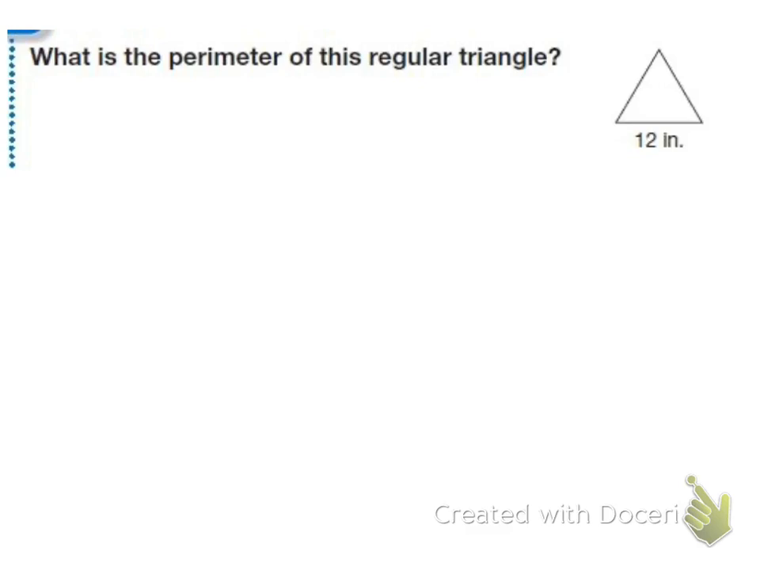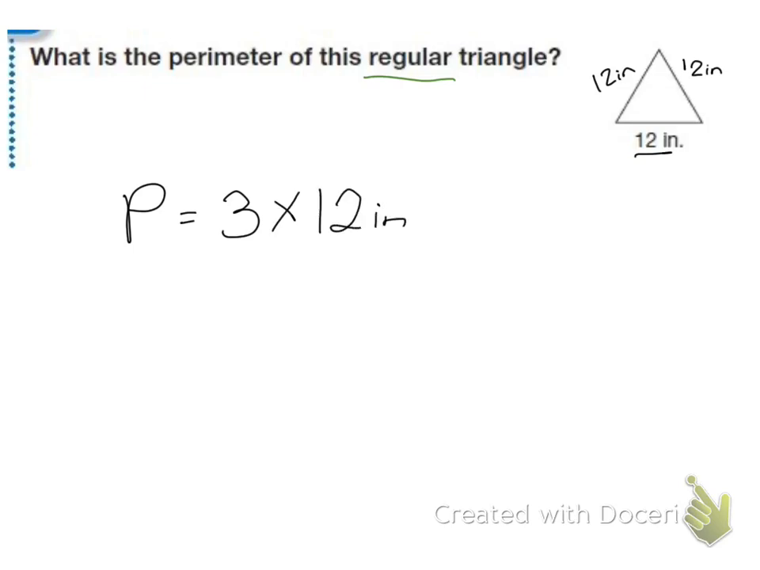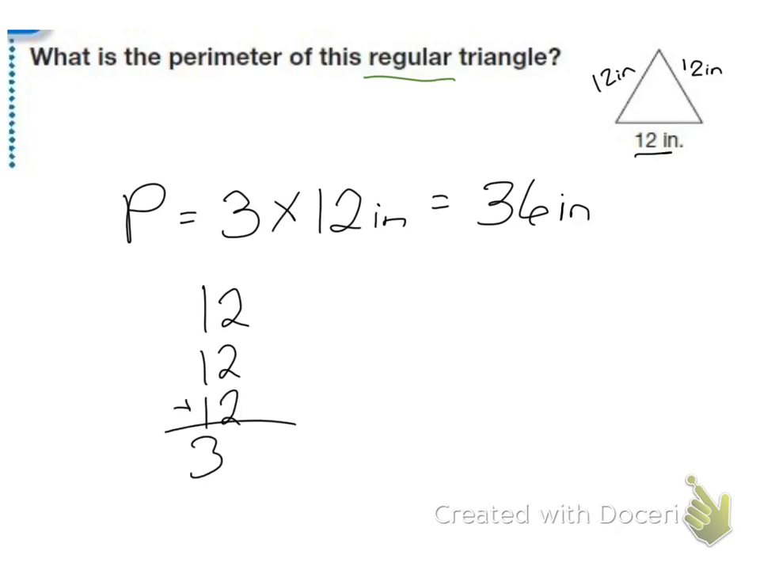So this says, what is the perimeter of this regular triangle? Well, since it's regular, I know that all the sides are the same length. So if this one equals 12 inches, that means this one is 12 inches and this one is 12 inches. So to find the perimeter, a triangle has 3 sides and the length of each side is 12 inches. So I'm going to do 3 times 12 inches. And 3 times 12 is 36 inches. Now I could do 12 plus 12 plus 12, but I'll get the same answer. Okay.